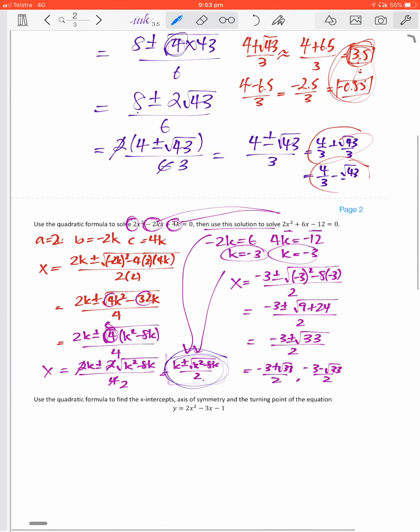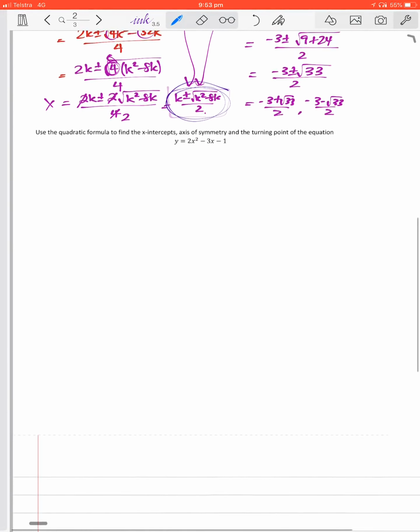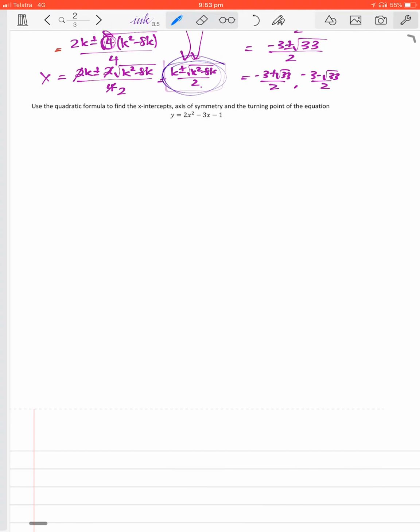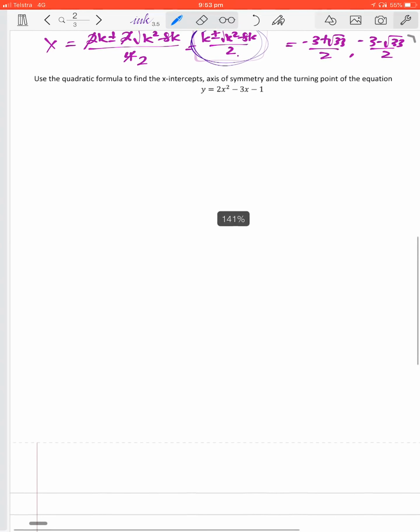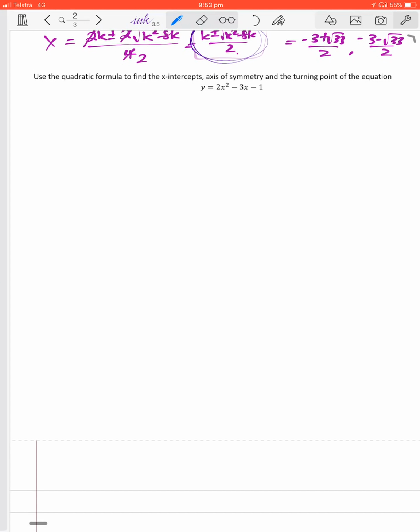Okay, so that's our quadratic formula. Now we want to use the quadratic formula to find the x-intercepts, the axis of symmetry, and the turning point of the equation. Okay, so we know firstly, the x-intercepts, we know a equals 2, b equals -3, c equals -1.